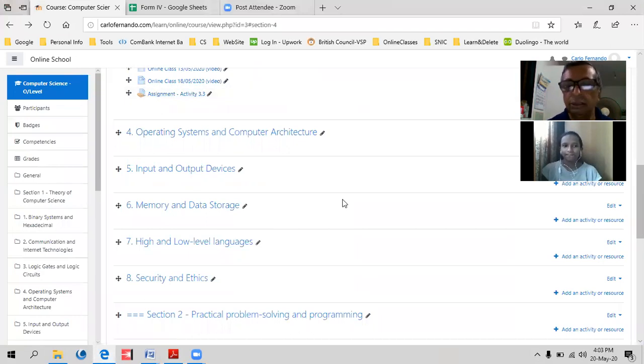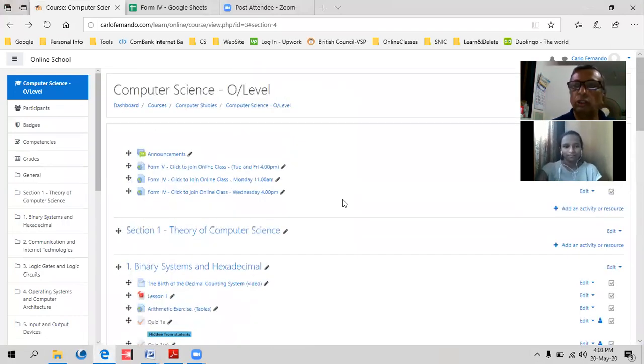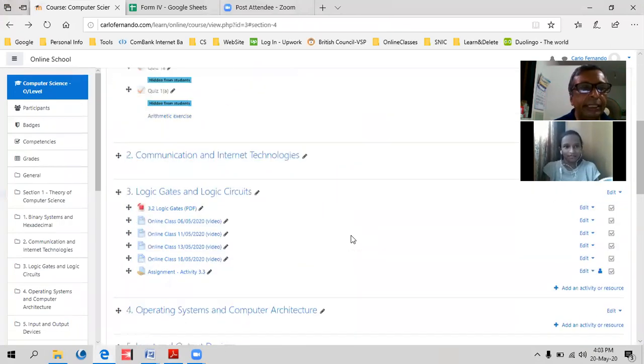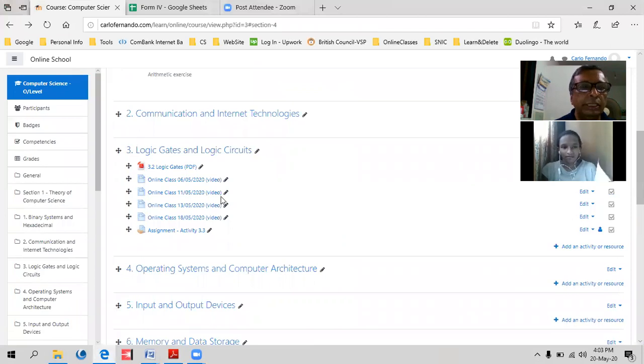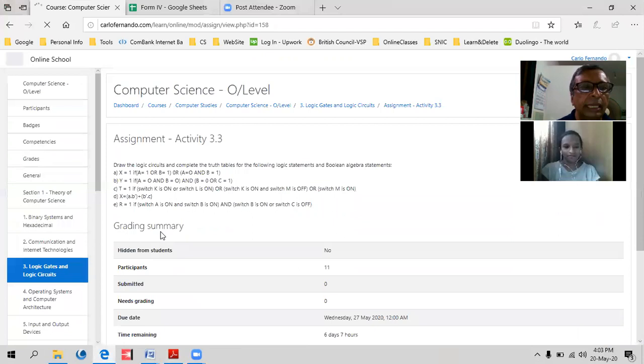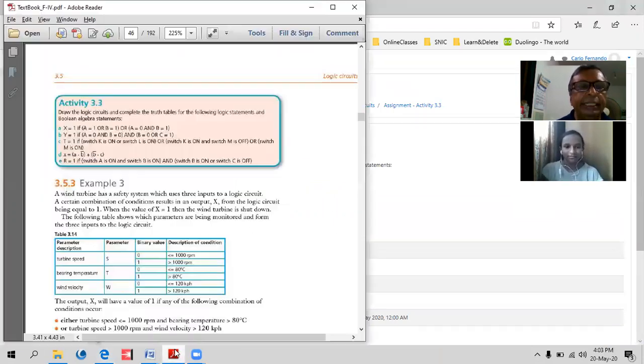You can log into this site. Have you logged on to this site? I have given you the username and the password. Here under chapter 3, logic gates and logic circuits, here is the assignment. When you open it, it will be like this. Draw the logic circuits and complete the truth table. So that is what is appearing here. But I thought you may not be able to do it. So at least one or two I will do here.